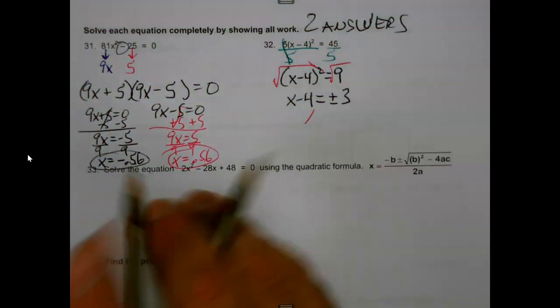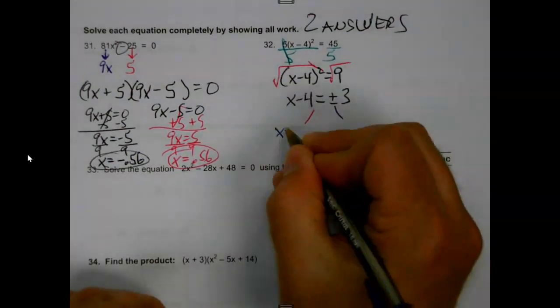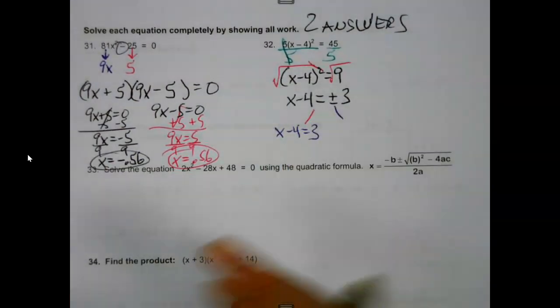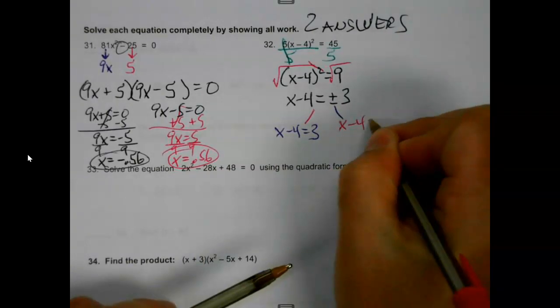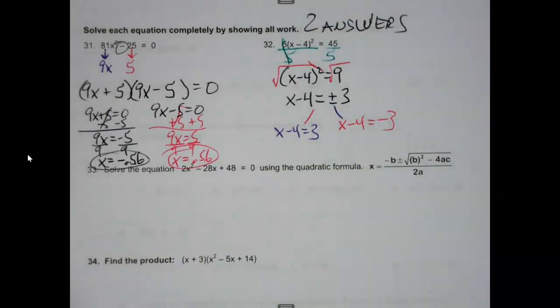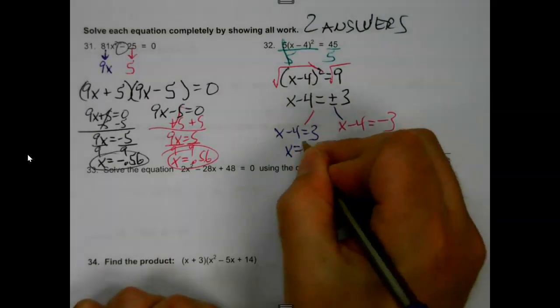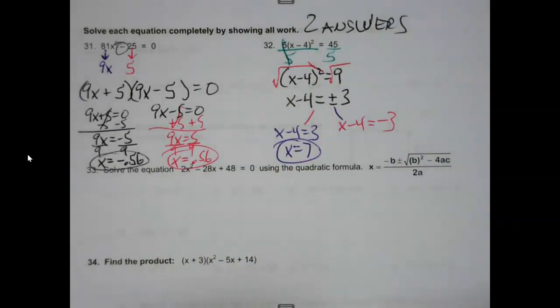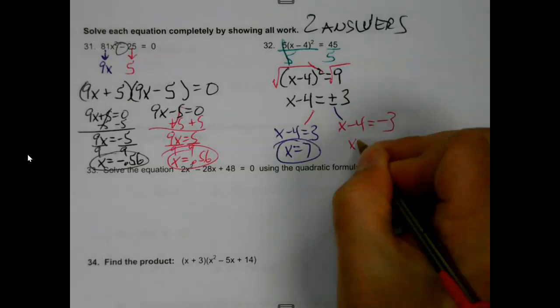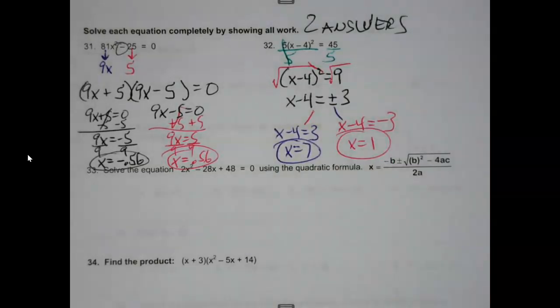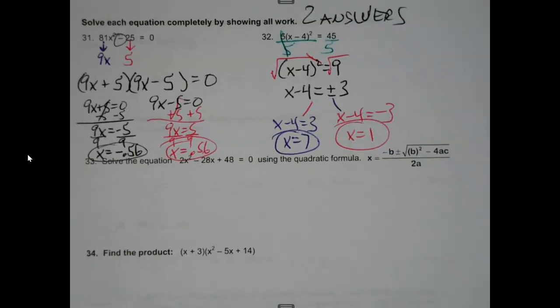And so now we bust this stinker into 2. X minus 4 is positive 3. X minus 4 is negative 3. Add my 7. I was thinking of the answer already. Add my 4. Add my 4. That was kind of funny. Get to my solution.